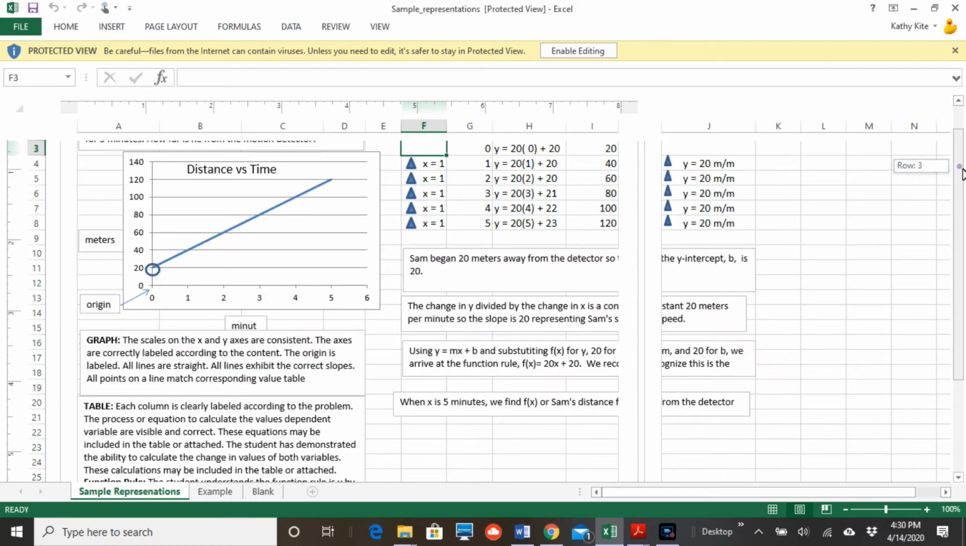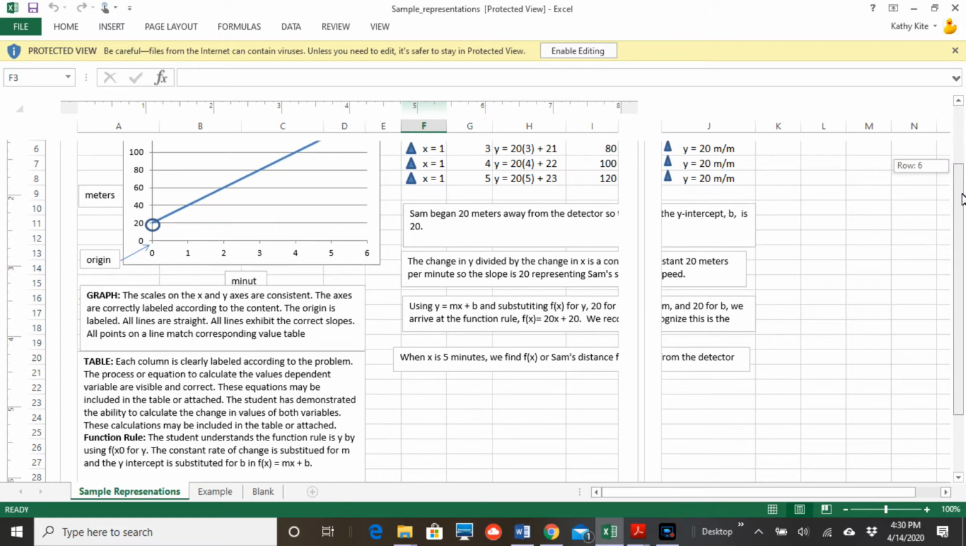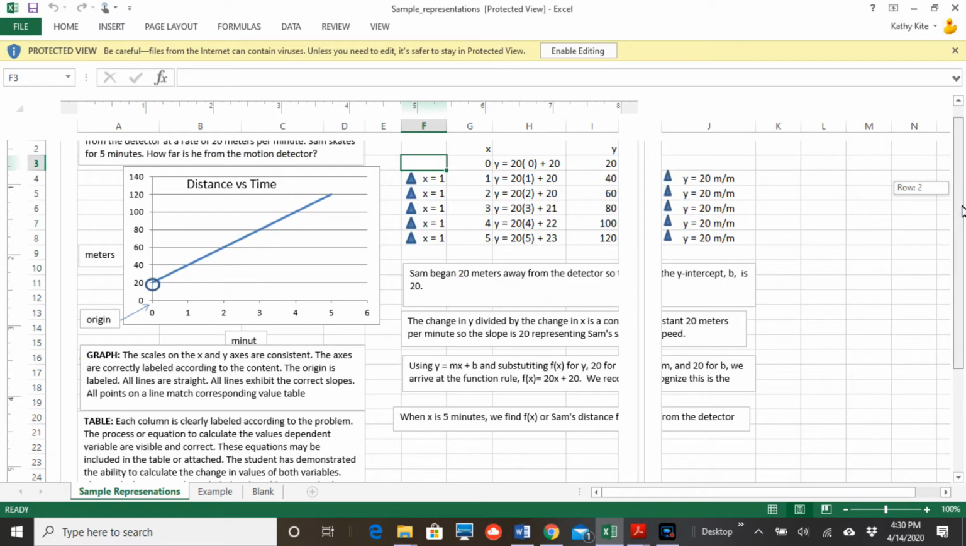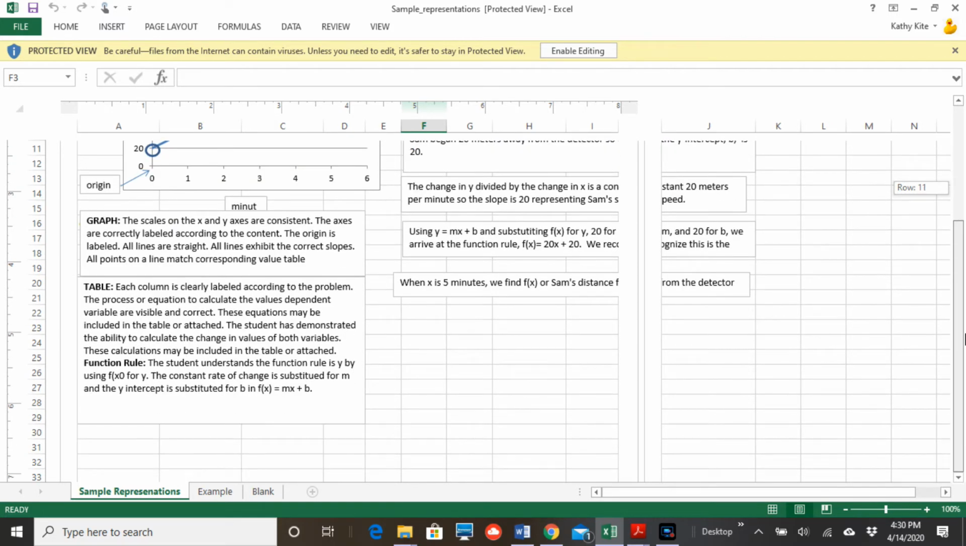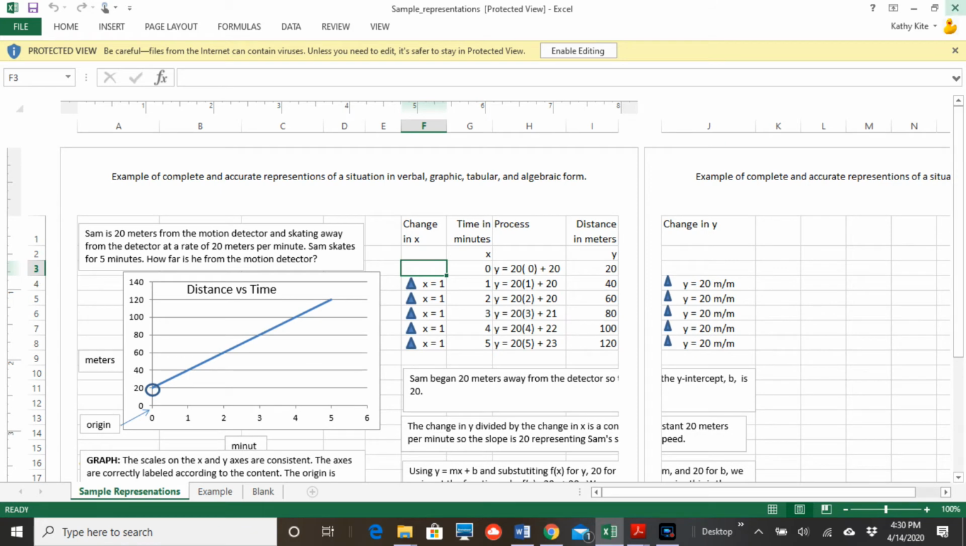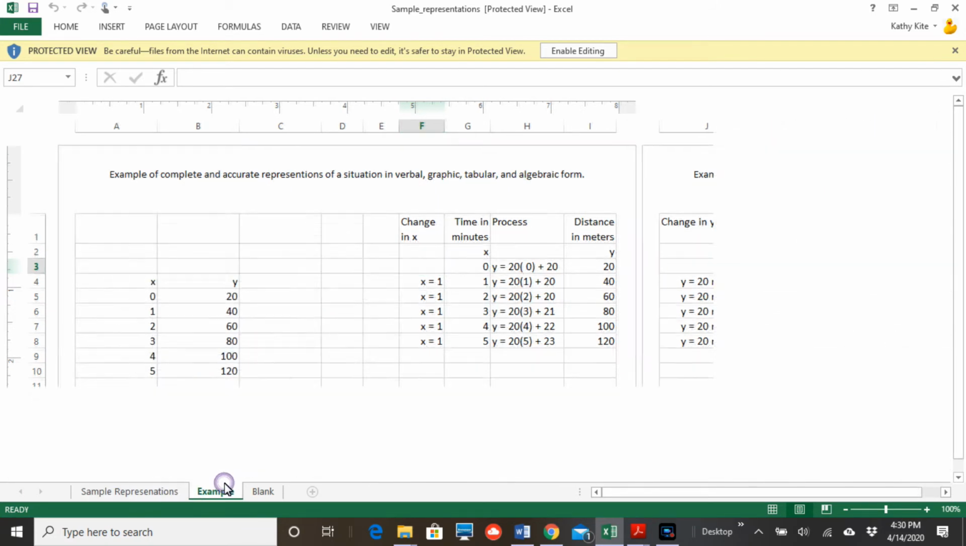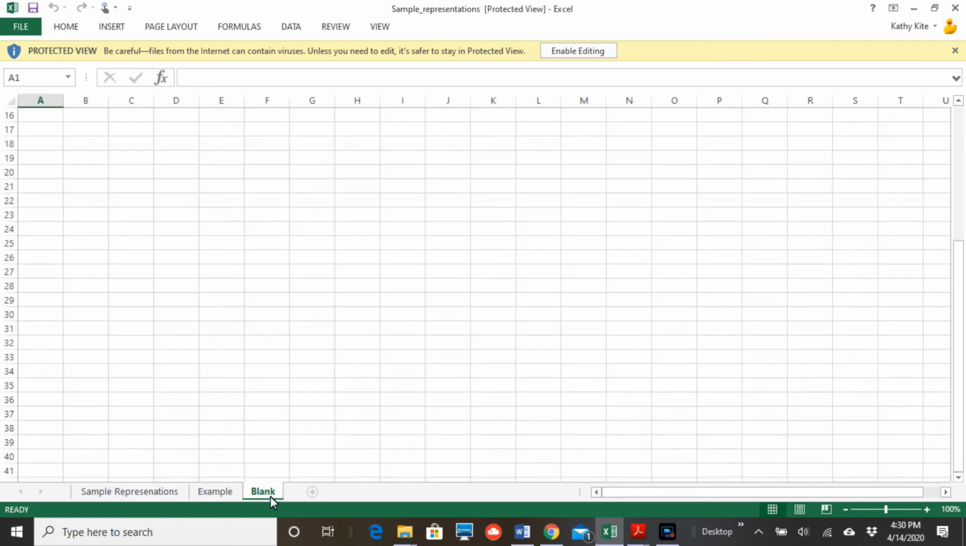So we have tables and graphs. These are your x values. So if x equals 0, you put x equals 0 here, you're going to plug in 0 into the equation, and then you're going to come up with a coordinate. Okay, so this is the sample, and then down here at the tabs you have an example and then a blank one.